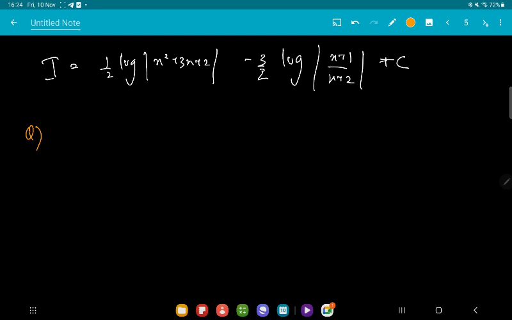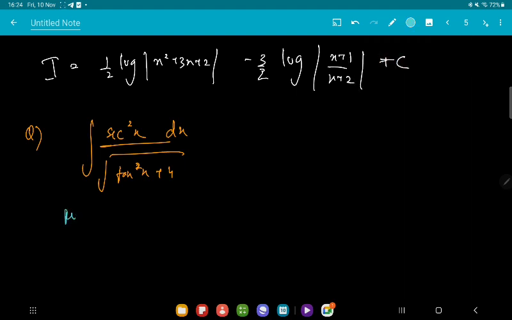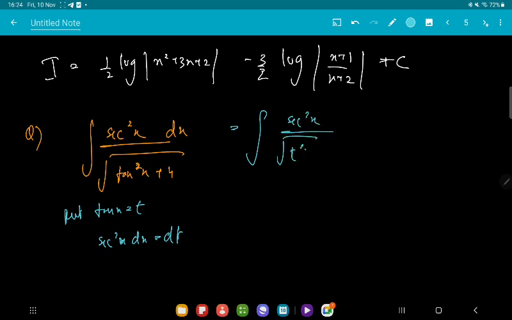Okay, next question. Integral of sec square x over tan square x plus 4 it is. So how would you like to solve this question now, sir? Here we can put tan x equal to t. So you will get sec square x dx equal to dt. Okay. So in this, sec square x dx over tan square x plus 4 becomes dt upon sec square x, which we will cancel out. Only this will remain: dt under t square plus 4. Once you solve it, you will get log.